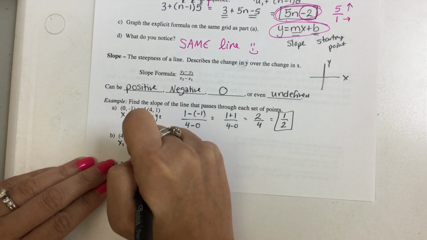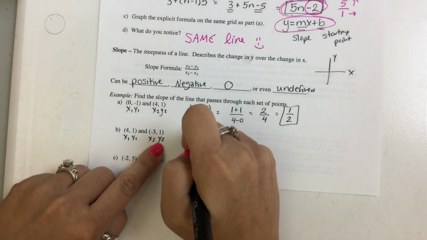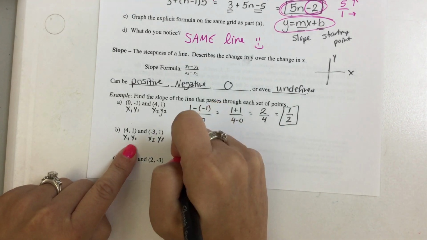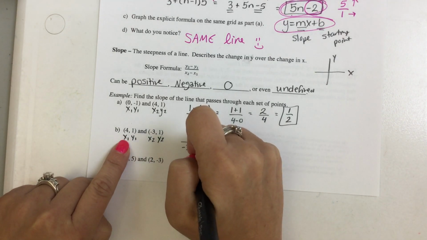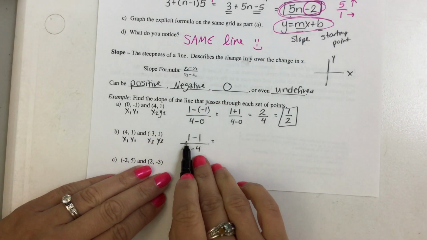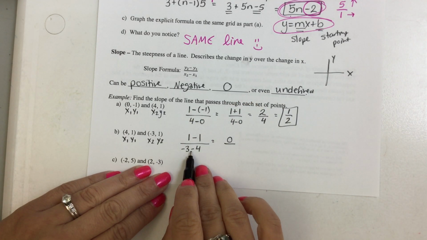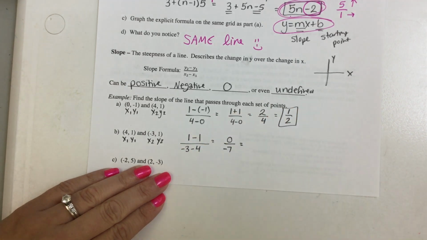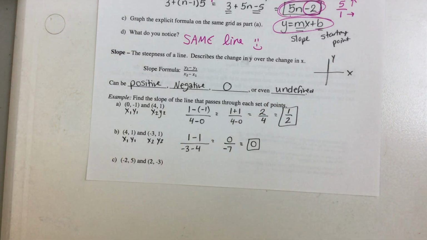X sub 1, y sub 1, x sub 2, y sub 2. The second y is 1 minus the first y is 1, over the second x is negative 3 minus the first x is 4. On the top, 1 minus 1 is 0. Negative 3 minus 4 more is negative 7. 0 over any number is 0. If you have a slope of 0, it means that the line is not going up or down. It is only traveling to the right, so a slope of 0 is a horizontal line.